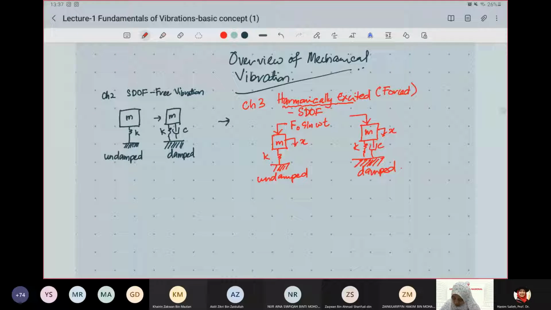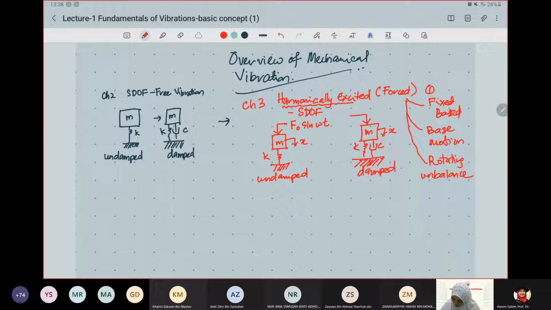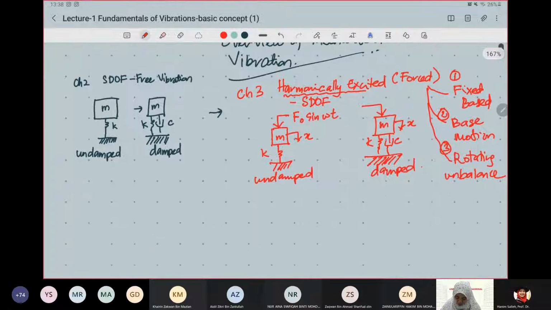And of course, in chapter 3, you are going to look at 3 different types of systems. Later on, you're going to have a fixed base. There are 3 systems. Base motion, okay, and also rotating unbalance. So all right. Then we move on.